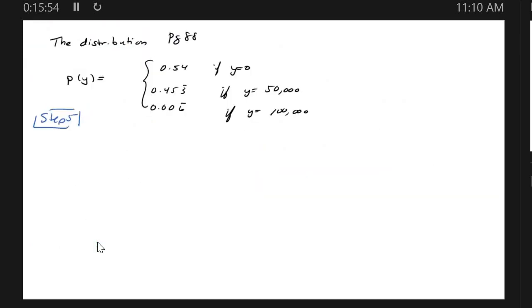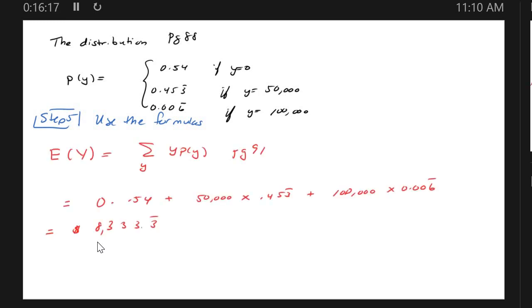Okay, so that's what they mean by probability distribution. That's on page 88. They just want those numbers. All right, now they want you to find the mean and standard deviation. You go to the formula. The formula is on page 91.